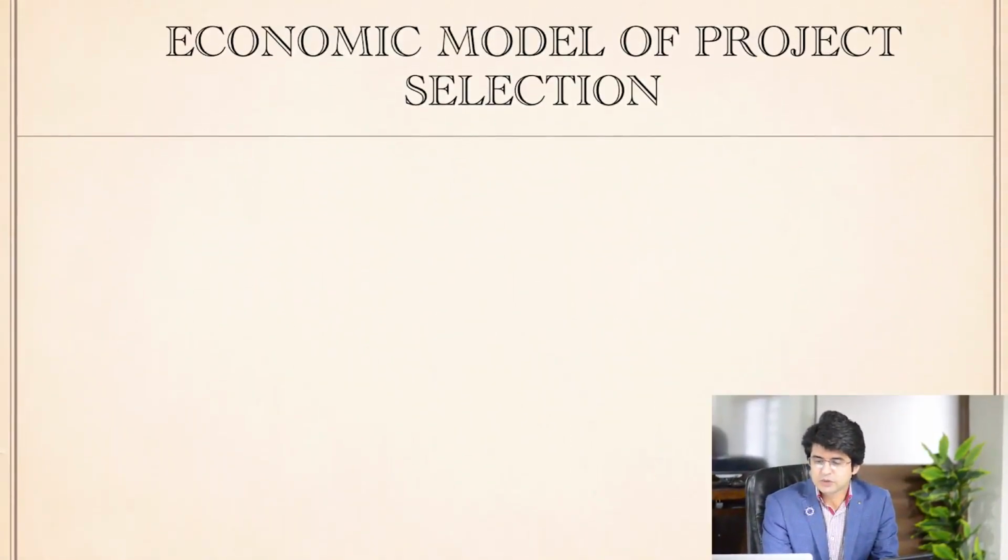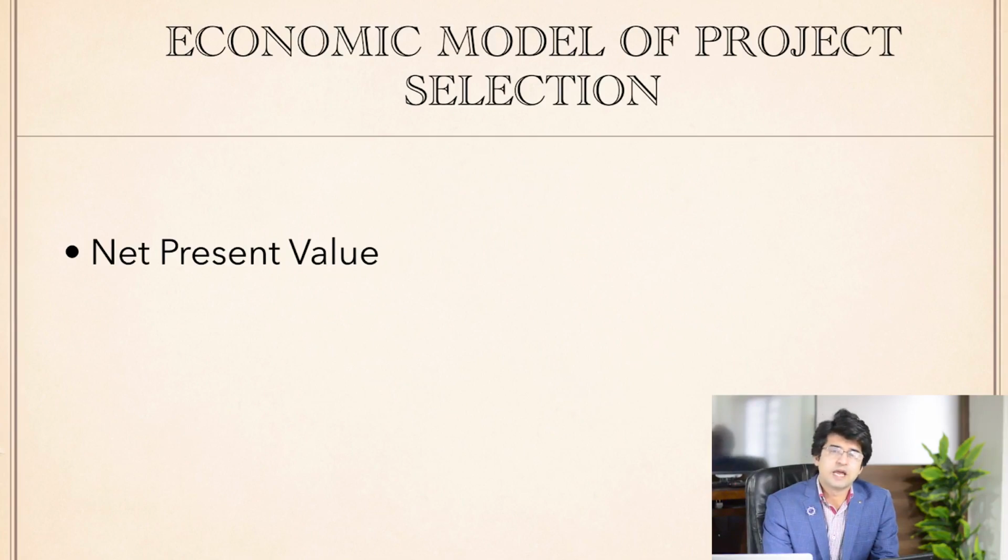Now let's move on to a very important topic, the economic model of project selection. Basically we have different parameters that we need to understand, and how those are used to select or reject a project. Number one, net present value. When we have more than one present value, we calculate the net of those, so we call it net present value.